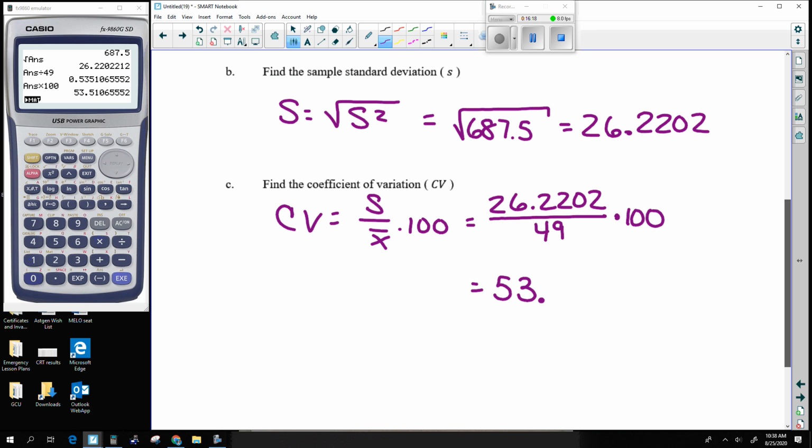So these numbers are really far apart from each other in comparison to the average. So you can relate this answer to the answer of number 1, even though they have nothing to do with each other. Wow, these numbers are really far apart from each other.